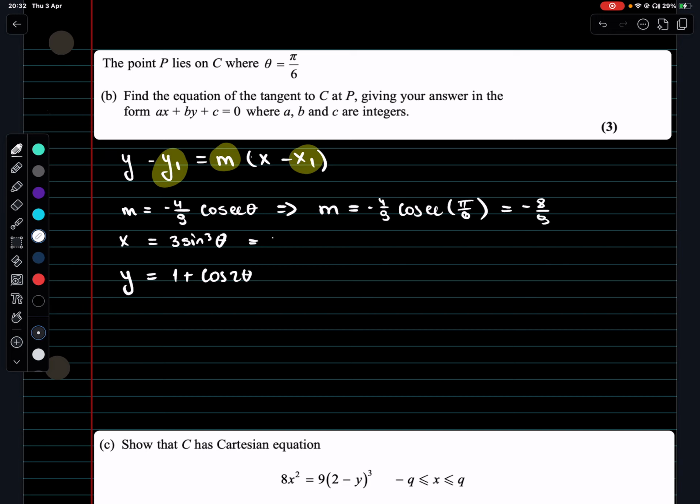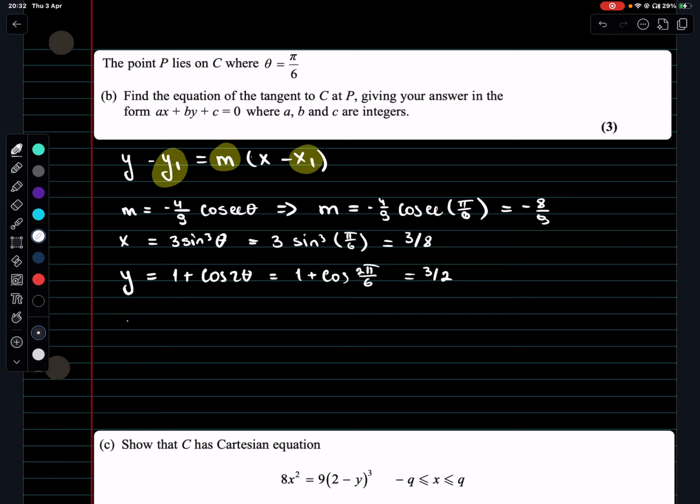So that's going to be 3 multiplied by sine cubed of pi over 6. So you're going to get the x coordinate as 3 divided by 8, and do the same with the y. Cosine of 2 pi over 6, you can say, because it's 2 thetas, and then the y is going to be 3 divided by 2.